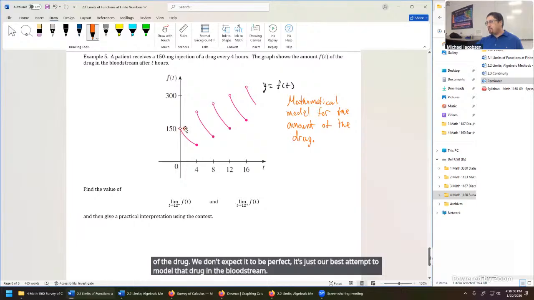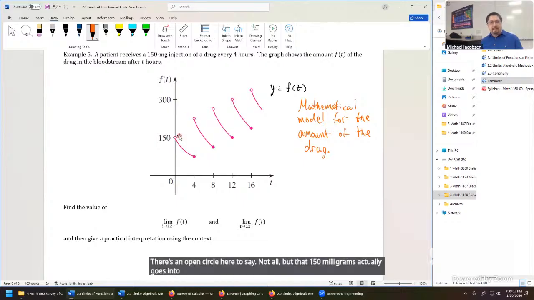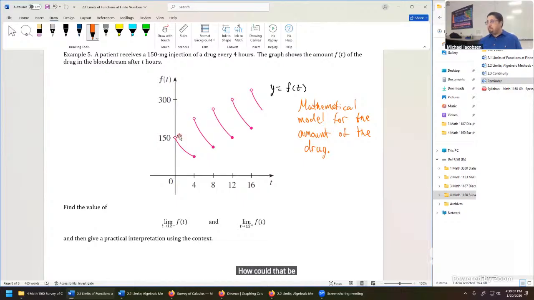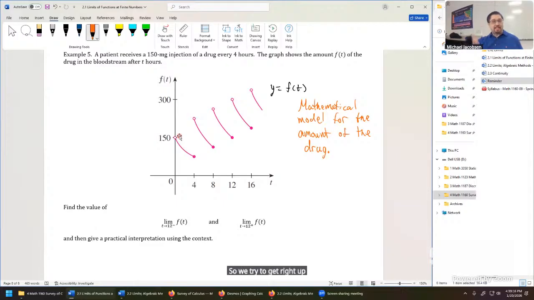And looking at it, it looks like what it's saying is the patient's receiving a 150 milligram injection. So at time 0 hours, there's an open circle here to say not all of that 150 milligrams actually goes into the bloodstream. How could that be? Well, maybe a little bit of it is left behind in the IV line or the needle or something along those lines. So we try to get right up to 150, but a trace amount just doesn't quite make it there. So we are just barely below.